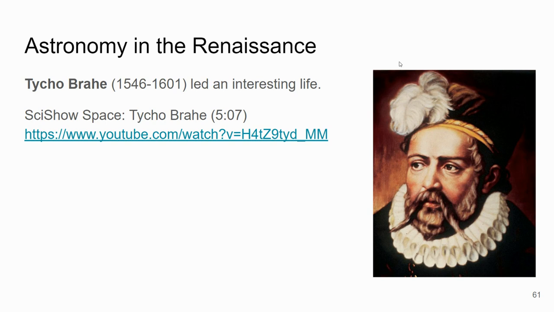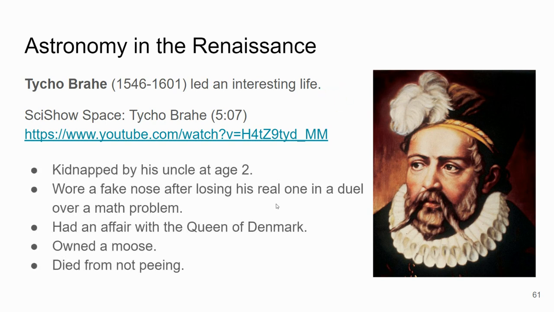Tycho Brahe led a very interesting life. He was kidnapped by his very wealthy uncle at age 2. In his teens or early 20s, I forget when exactly, he got into a duel with a fellow nobleman who actually was his cousin over a math problem. And poor Tycho Brahe ended up getting his nose mostly chopped off. So he had to wear a fake prosthetic nose for the rest of his life.